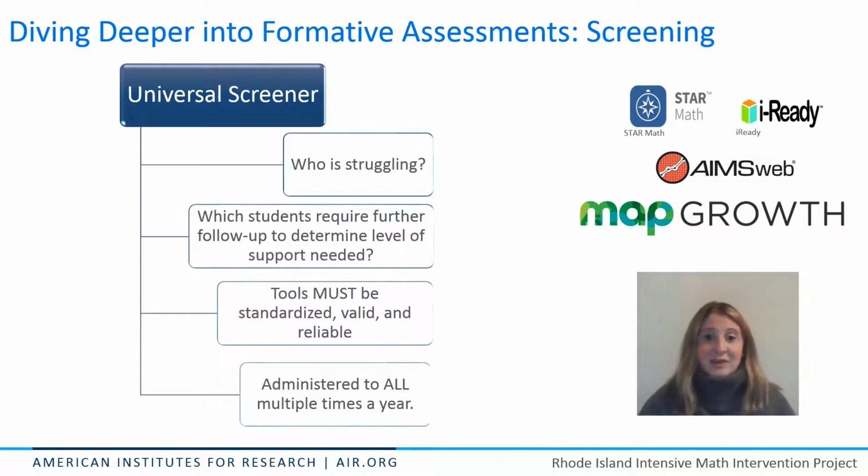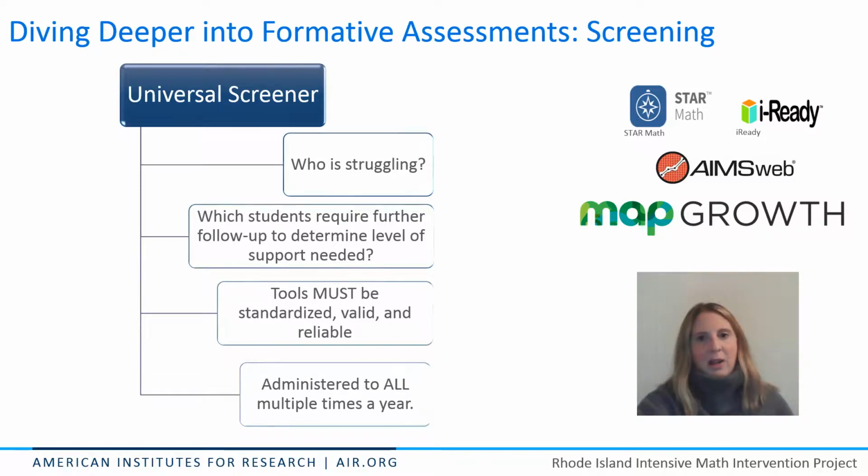Now, let's dive deeper into a specific formal formative assessment called screening, also sometimes referred to as universal screening. The purpose of screening is to identify those students who are at risk for poor learning outcomes. It's used to designate students who might be in need of closer monitoring in their general education curriculum or of a more intense intervention. Tools in an MTSS framework are typically standardized, validated, and reliable measures of formative assessment.